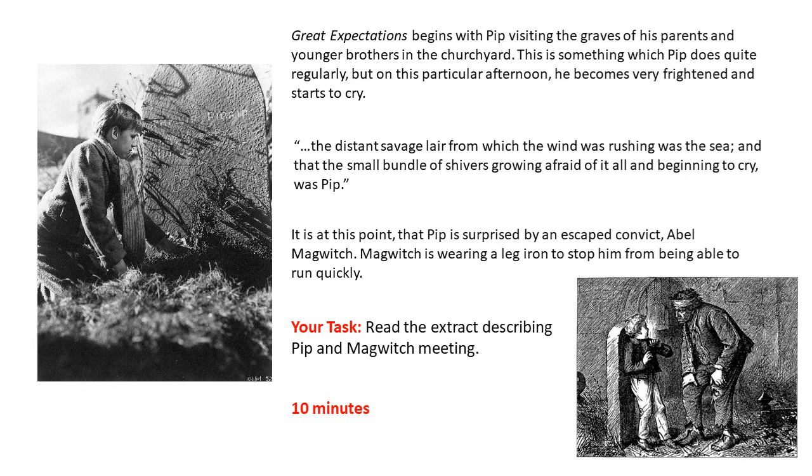Great Expectations begins with Pip visiting the graves of his parents and younger brothers in the churchyard. This is something which Pip does quite regularly, but on this particular afternoon he becomes very frightened and starts to cry. The distant savage lair from which the wind was rushing was the sea, and that the small bundle of shivers, growing afraid of it all and beginning to cry, was Pip. It is at this point that Pip is surprised by an escaped convict, Abel Magwitch. Magwitch is wearing a leg iron to stop him from being able to run quickly.